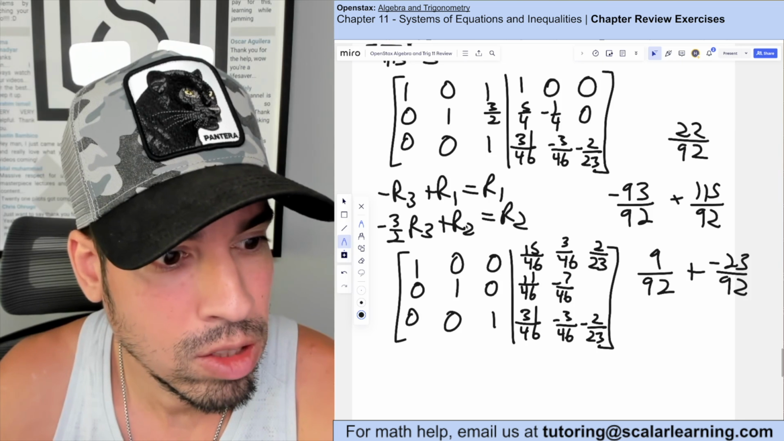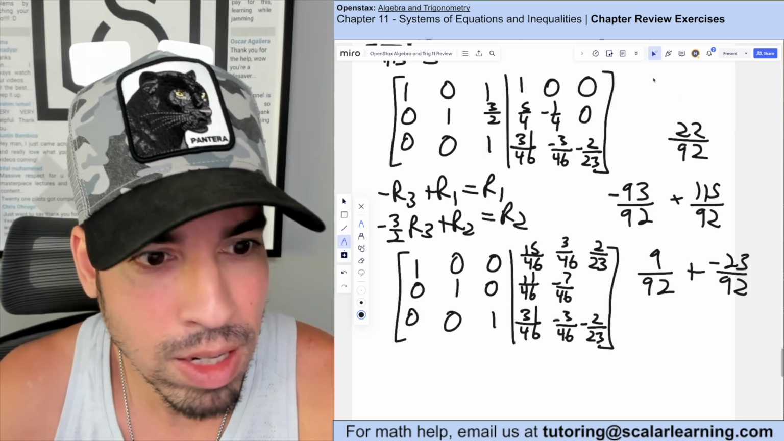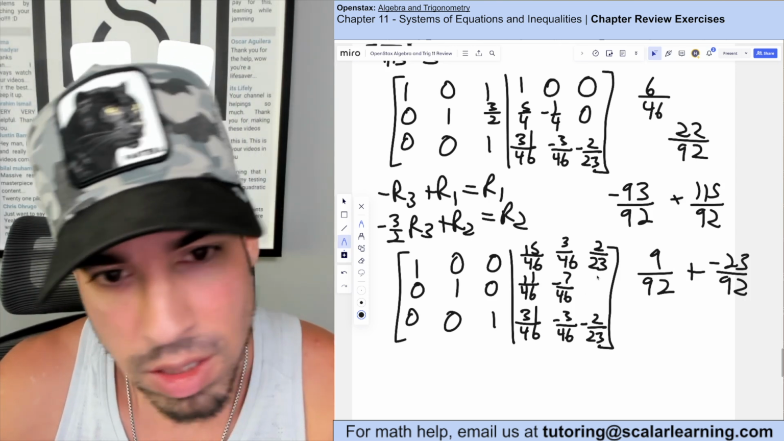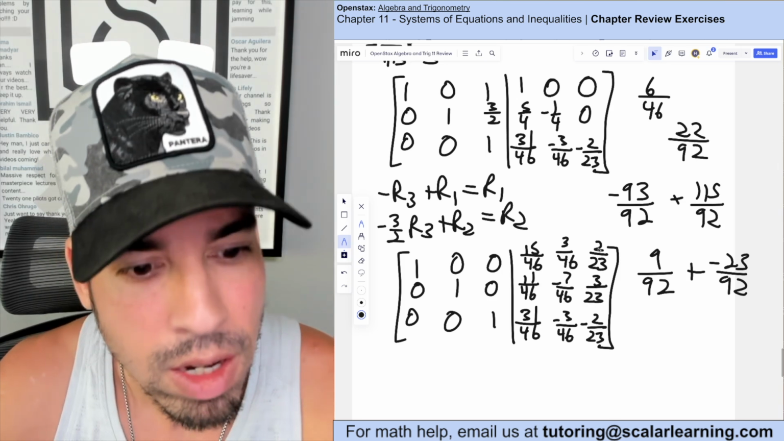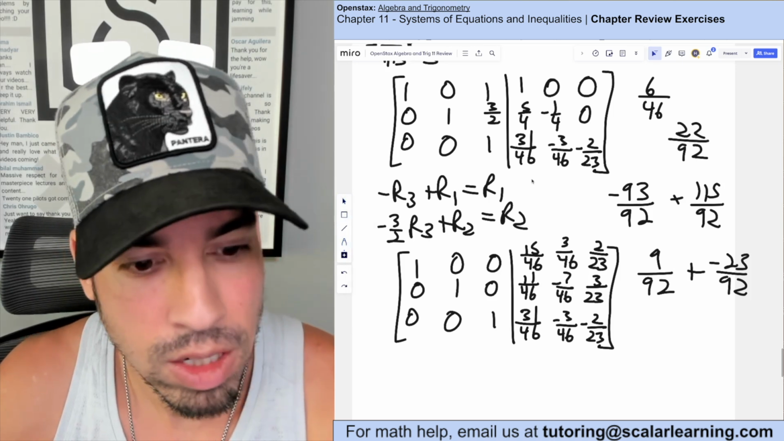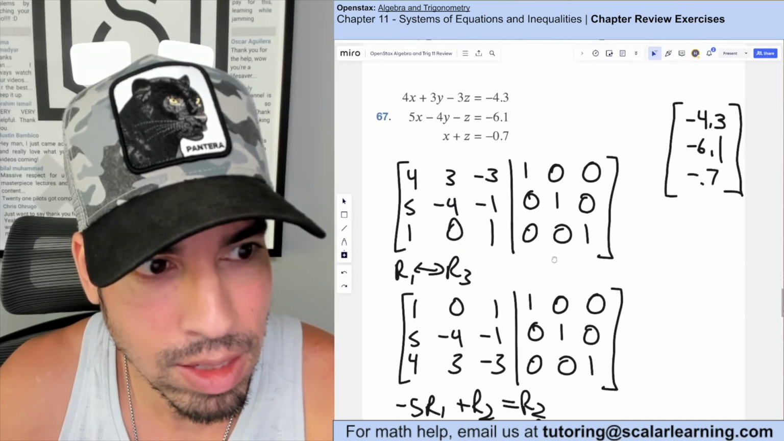And then last but not least, we got negative 3/2 times that, which is going to be positive 6 over 46, plus 0 is 6 over 46, or if I reduce it, 3 over 23. Okay, here's our inverse matrix. It doesn't look so nice, but it is what it is, and now we have to take that and multiply it against this guy.